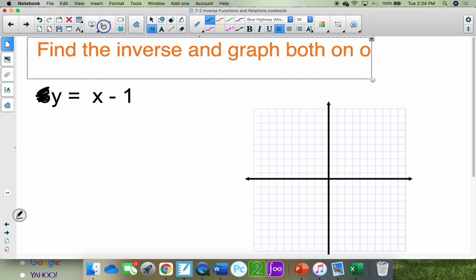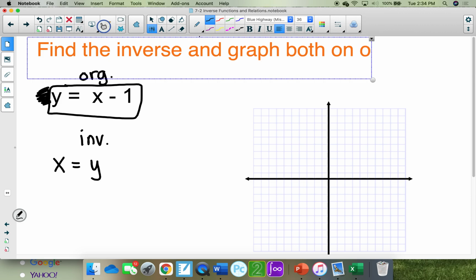This isn't going to have a y in front of it. So here's my original equation. And how do I find my inverse? All you're going to do is in place of the y, make it an x, and in place of the x, make it a y. In order to get y alone, all I'm going to do is add 1. This is the inverse equation, and that's the original.